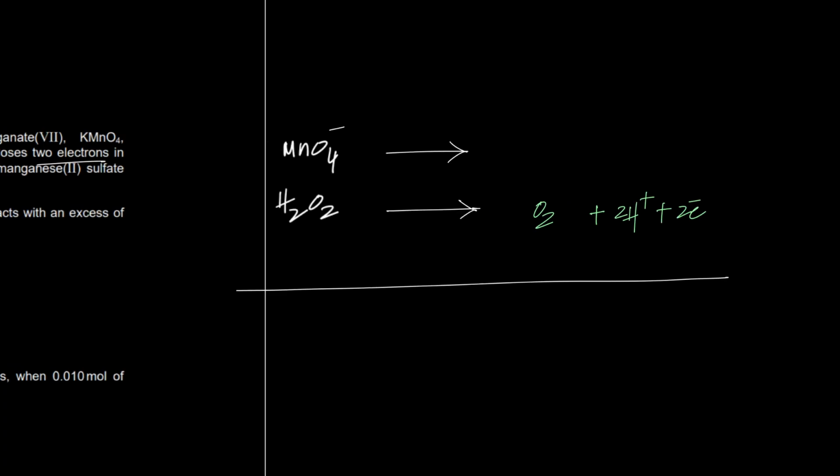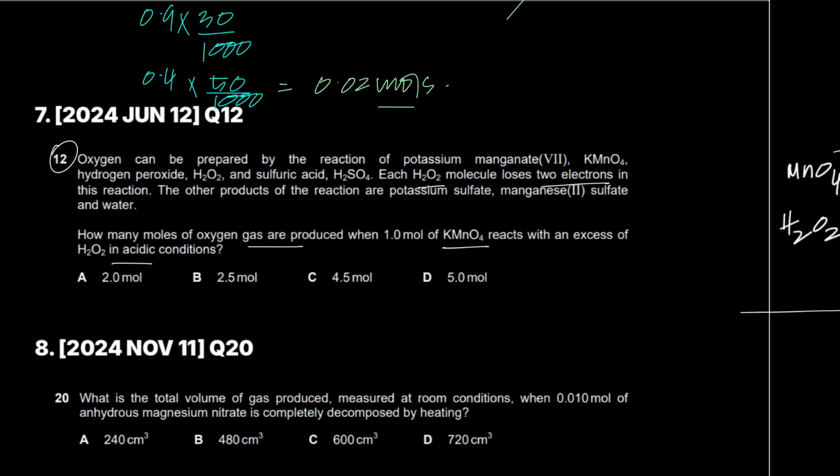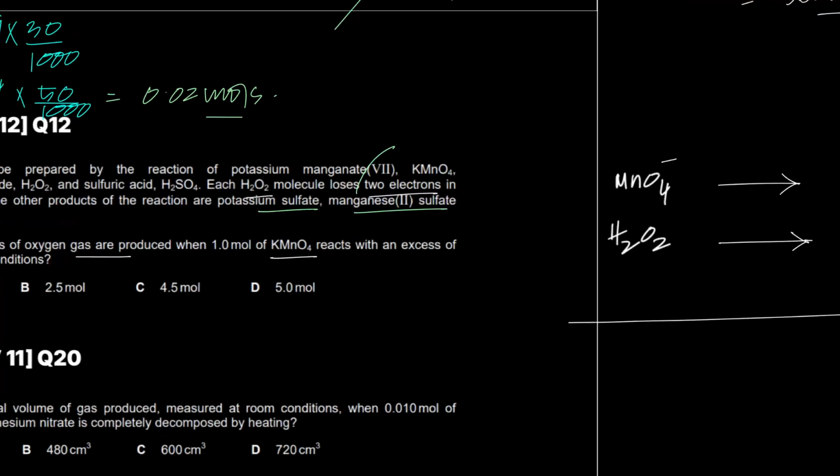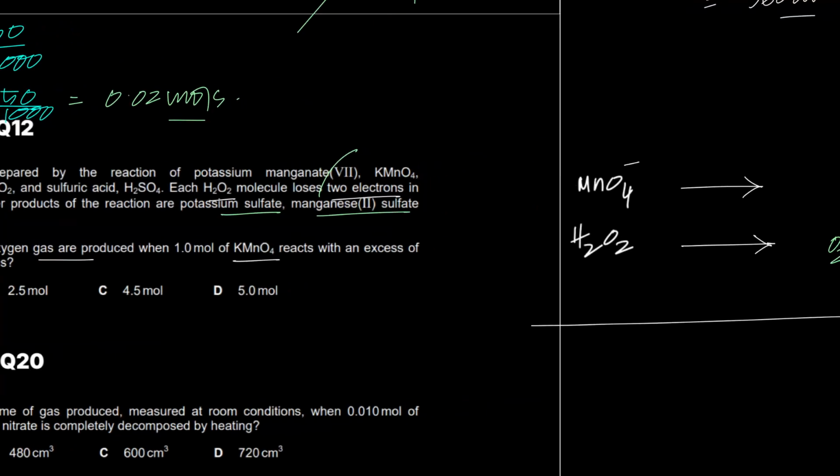Okay. Now, the next bit that the examiner is saying is, in this reaction, the other products of this reaction are potassium sulfate, manganese 2 sulfate, and water. Now, this is very important to understand. Manganese 2 sulfate, what does that mean? The formula is MnSO4. Why is it MnSO4? Because manganese 2 means Mn has a charge of 2 plus, and SO4 is 2 minus.